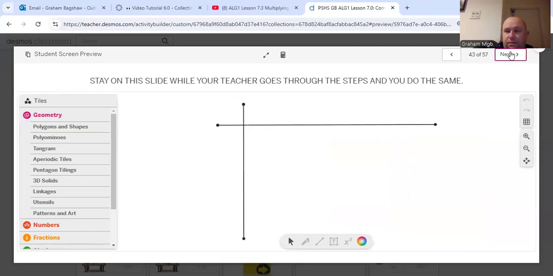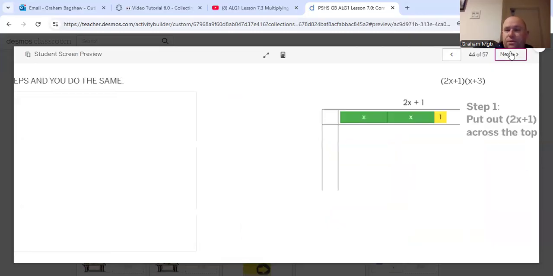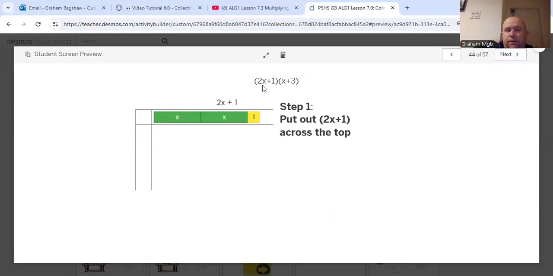What we haven't done before, though, is trying to answer a question that uses 2 binomials. So if I'm trying to work out 2x plus 1 times x plus 3, I'm going to use that same idea. I'm going to put one of the expressions across the top, one of them down the side, and then I'm going to fill in the gaps, and then whatever the space is in the middle, that'll be the answer to this question. So using algebra tiles, I can put out 2x plus 1.